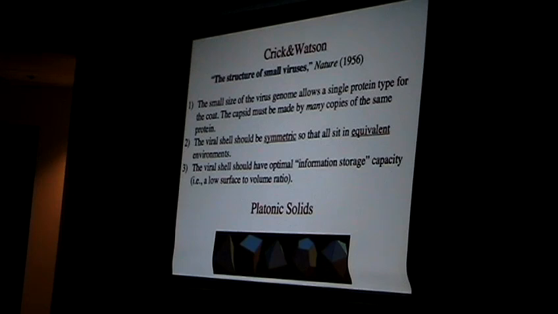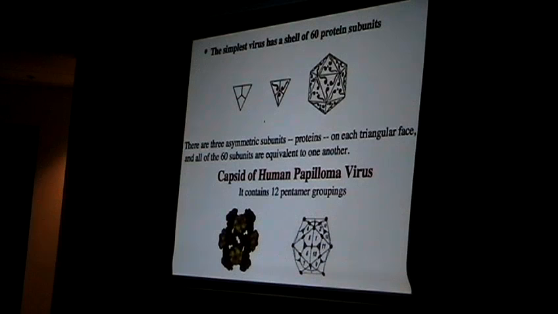In fact, the smallest viruses have 60 protein subunits. This is an icosahedron. This is a triangle. If you divide it into three equal areas and put a protein at the corner of each one, you find this shape, which has 60 protein subunits. This is the capsid of human papillomavirus.